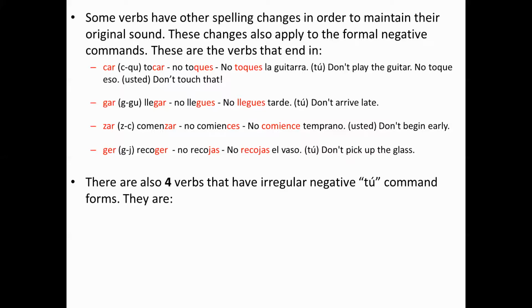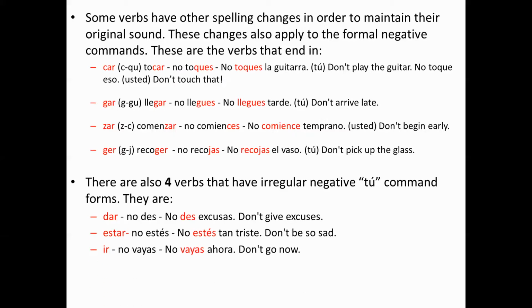There's also 4 verbs that have irregular negative tú command forms. These are the verbs dar, estar, ir, and ser. Here are some examples so that you can understand how to use them.